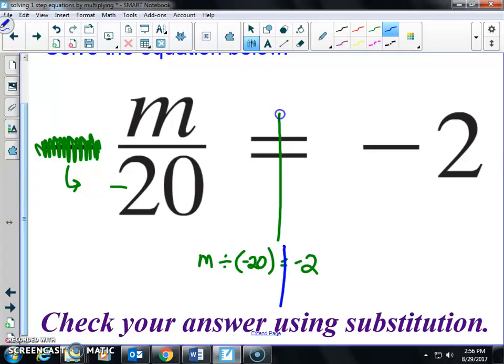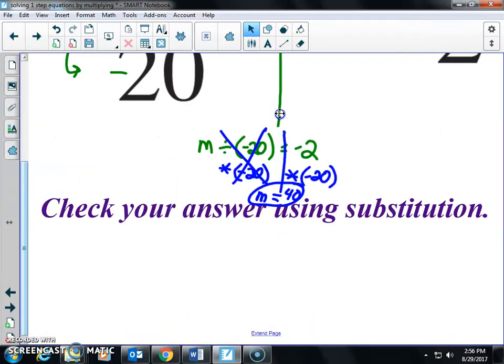Again, we can cut it down the middle. Inverse operations. The operation in this problem is a division sign. The inverse is multiplication. So we're going to multiply by negative 20. And remember, whatever you do on one side, you have to do on the other side. The divide by negative 20 and the multiply by negative 20 cancel each other out. We are left with m equals negative 2 times negative 20. That's positive 40. We are almost positive that m equals positive 40.